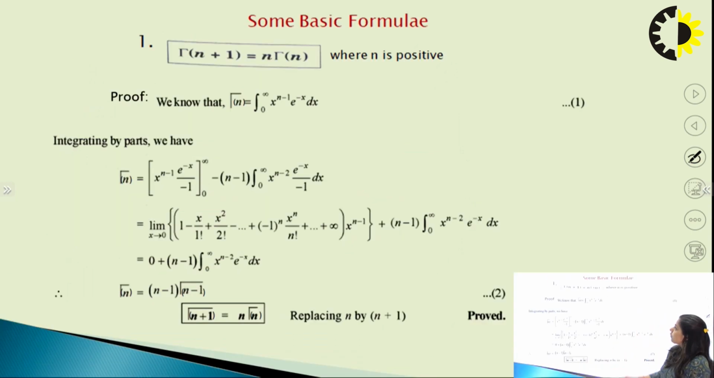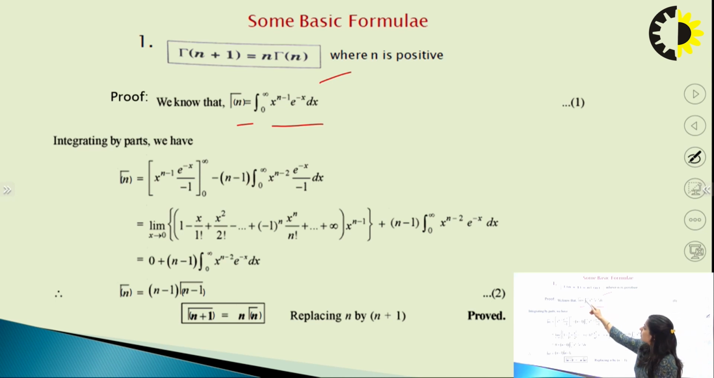Now some basic formulas of gamma function. The first formula is gamma n plus 1 is equal to n gamma n, where n is positive. To prove this formula, we already know that by the definition of gamma function, gamma n is equal to integration 0 to infinite x power n minus 1 e power minus x dx.